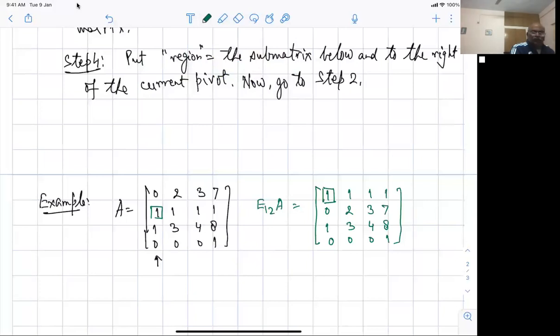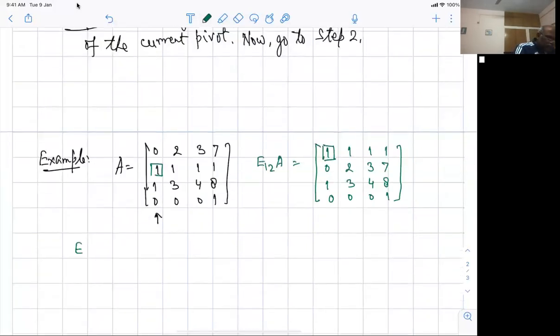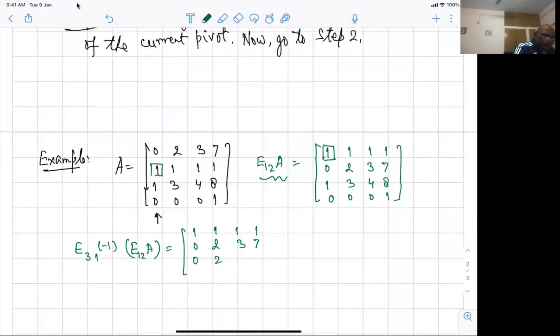I need to make this 0. So the third row has to be replaced using the first row, and I have to look at -1 here, so that 1 minus 1 will be 0 here. But I have to apply it to E12 of A, and then the first row will remain as it is, the second row will remain as it is. The third row will become 0, 3 minus 1 is 2, 4 minus 1 is 3, 8 minus 1 is 7, and the last row will also remain the same. Fine, this is what I will get.